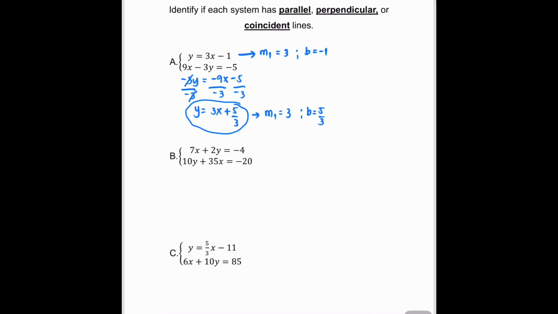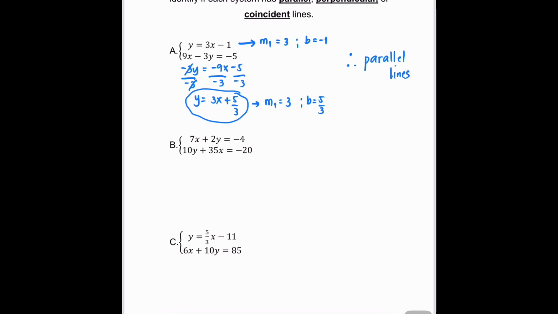So from what we recalled earlier, definitely the first example, we can conclude that the lines will be parallel. Same slope and different b values, right? Different y-intercepts.